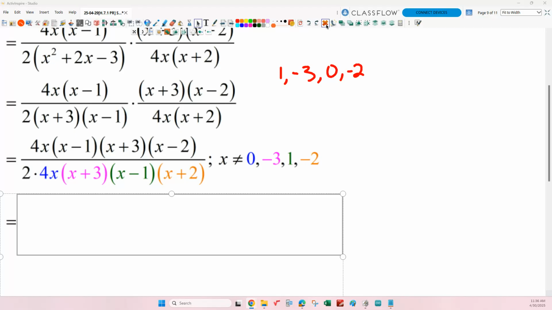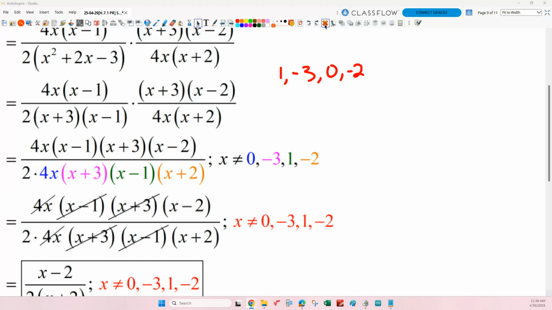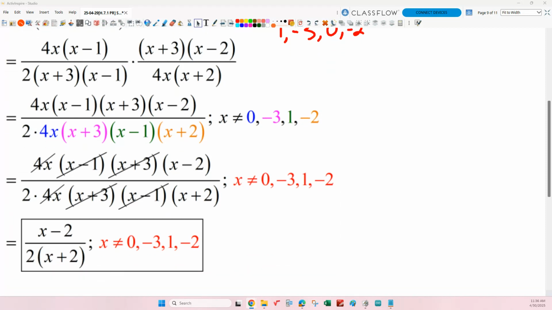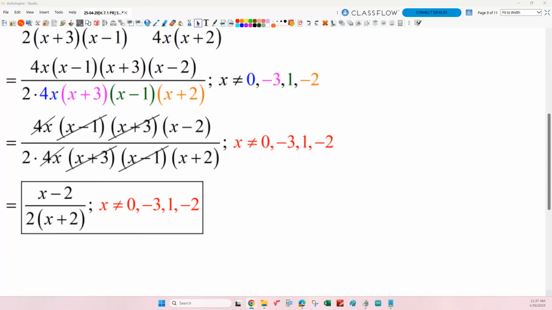Yep, so we got x plus 3, x minus 1. What about the 4x over 4x? Would those cancel? Yeah. So then we're just left with x minus 2 over 2 times x plus 2. How do we feel about that? Okay.